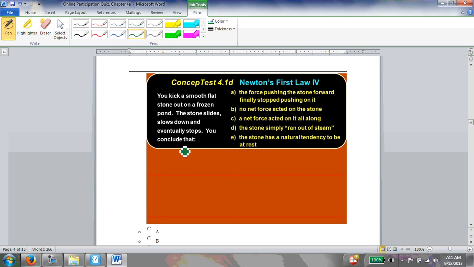You kick a smooth, flat stone out on a frozen pond. The stone slides, slows down, and eventually stops. You conclude that, which of these? That if it's slowing down, it's decelerating, then it has a net force acting upon it. It has to. If a is not equal to 0, then I know that I have a net force.